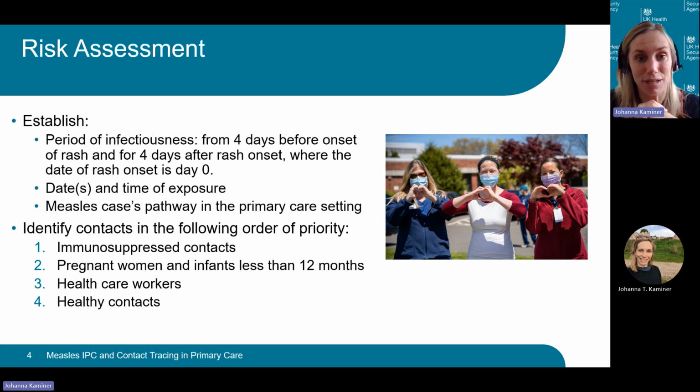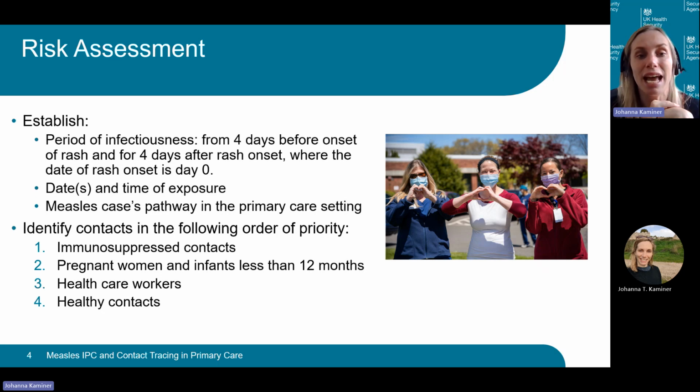When this has been established, then the date or dates and time of exposure need to be considered. So when and at what time was the measles case in the primary care setting during their period of infectiousness? And it could be that the case has attended the primary care setting more than once. So any date or dates and time of exposure need to be considered.